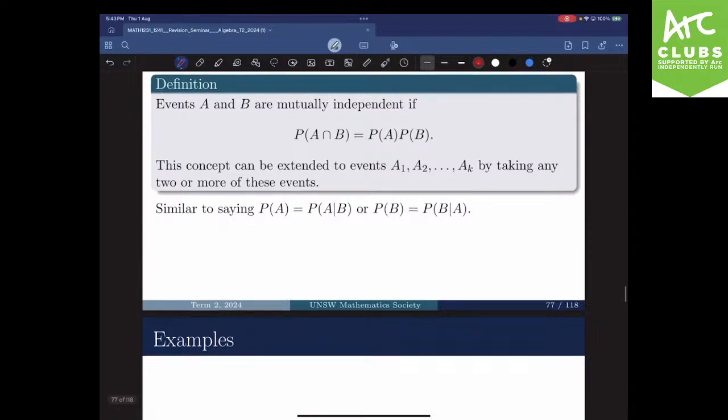This is also similar to saying the probability of A is equal to the probability of A given B, or the probability of B is equal to the probability of B given A, because even though I'm given B, it shouldn't affect my probability of A happening, if that makes sense. And same if I'm given A, it shouldn't affect the probability of B happening, because they are independent of each other, which means either one happening shouldn't affect the other.